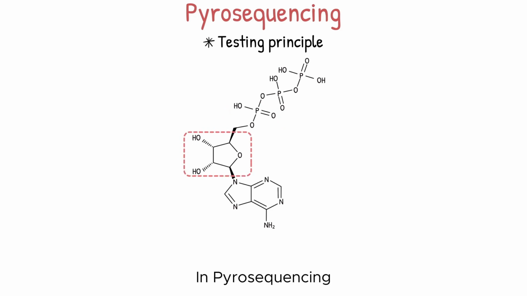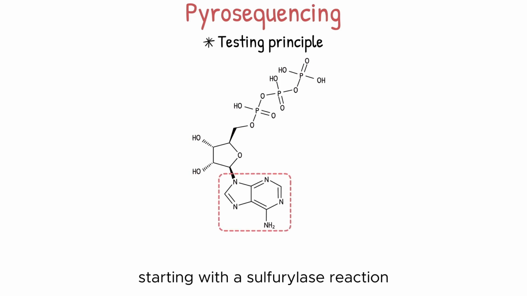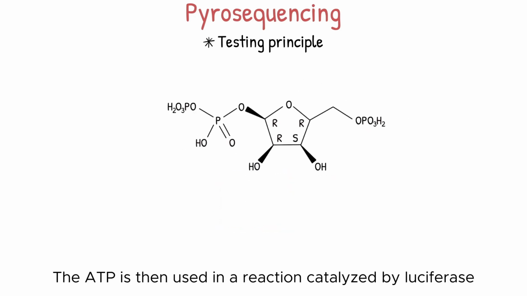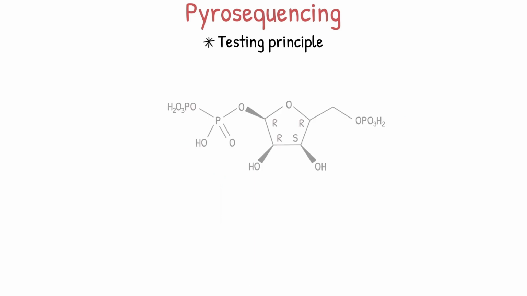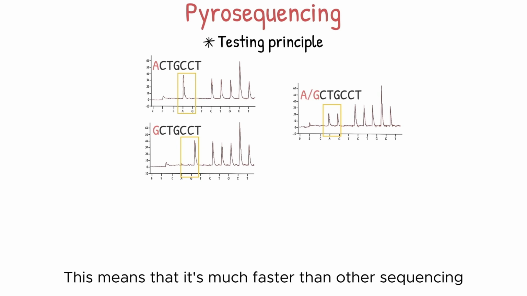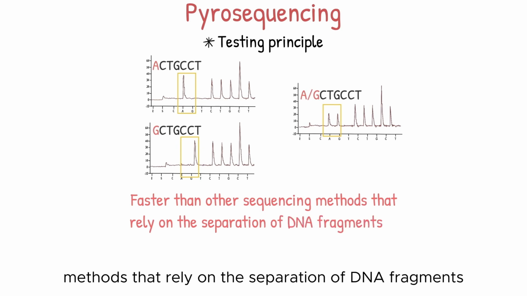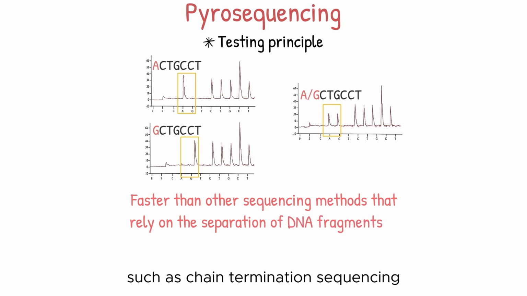In pyrosequencing, the released pyrophosphate is then used in a series of reactions, starting with the sulfurylase reaction that converts pyrophosphate to ATP. The ATP is then used in a reaction catalyzed by luciferase, producing light as a result. What's interesting about pyrosequencing is that it doesn't require any form of electrophoresis or separation procedure. This means that it's much faster than other sequencing methods that rely on the separation of DNA fragments, such as chain termination sequencing. Stay tuned to learn more about this rapid and exciting technique.